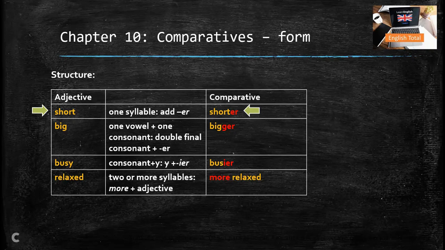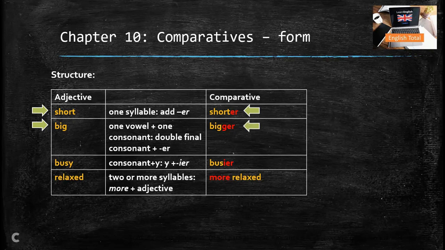Another aspect of the first rule applies to adjectives, which end in one vowel followed by a consonant, such as big. In this case, to form the comparative, you need to double the final consonant and add er to the adjective. So big becomes bigger.